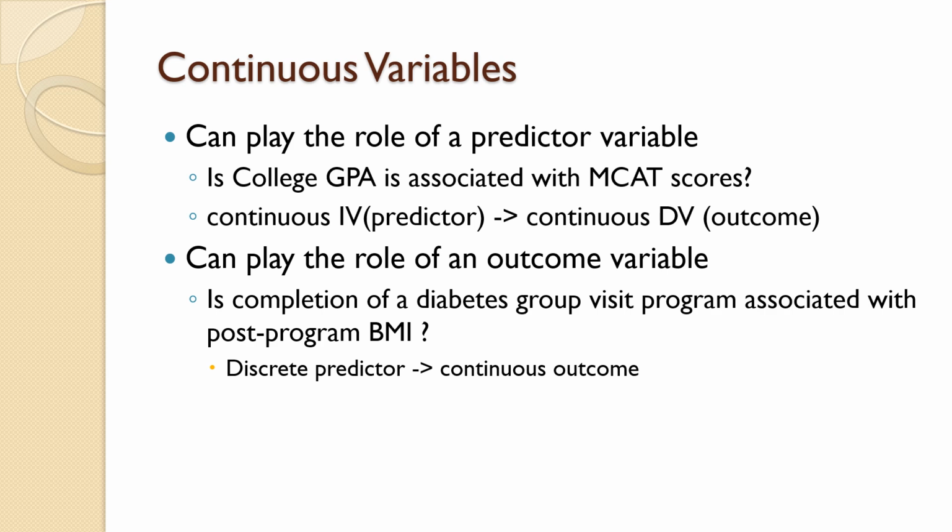Continuous variables can act as outcome variables. So we're talking here about program completion being associated with some continuous variable. You've got a discrete predictor, they completed or not, and a continuous outcome. And the thing that makes most sense to ask here is about the mean difference in the continuous outcome by group. And that would be an independent groups t-test.